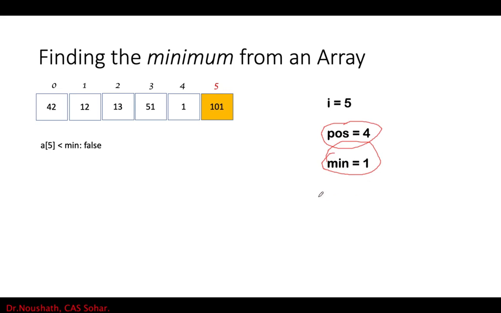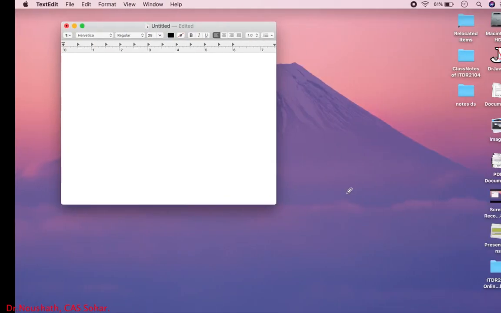So you can write an output statement saying that the minimum from the given array is whatever is stored in this variable, at position whatever is stored in this variable. So it will output: minimum stored in the array is 1 from position 4, something like that. Now let's go ahead and draft an algorithm for this one.